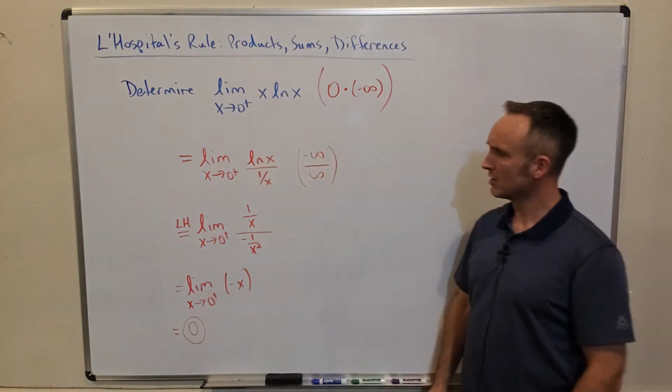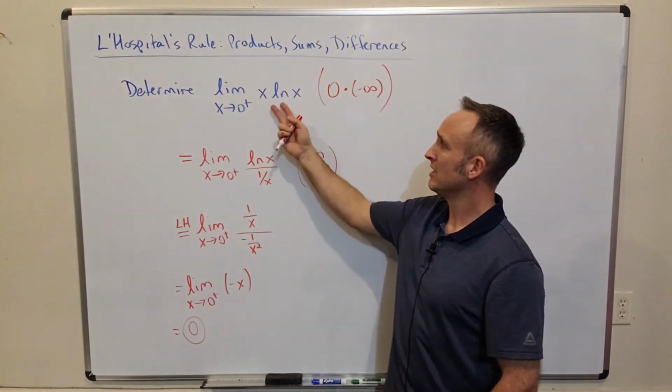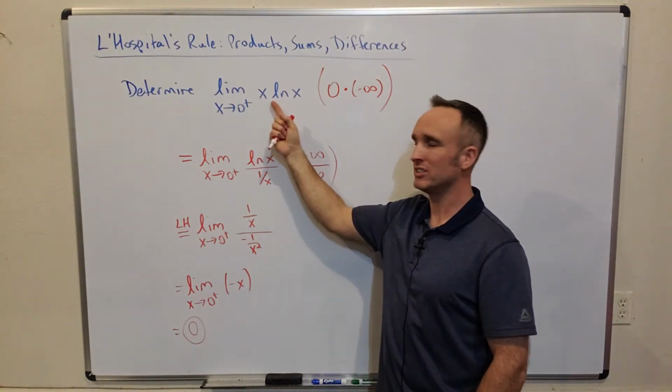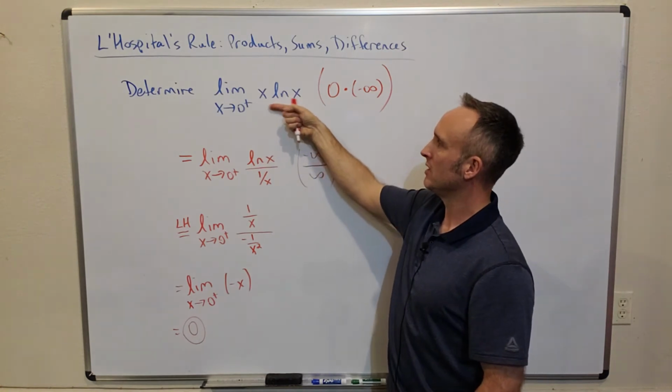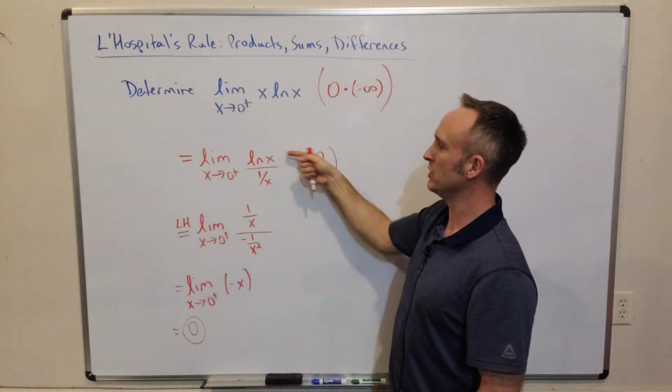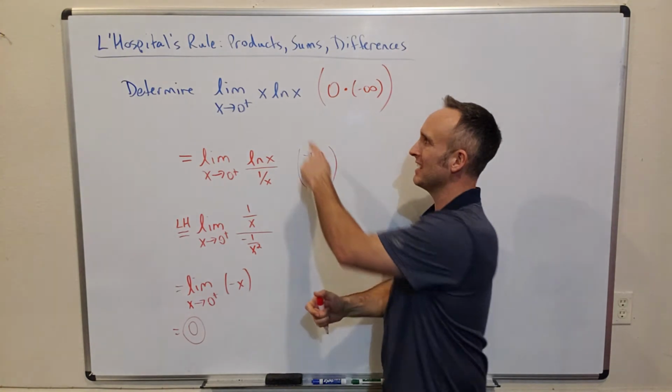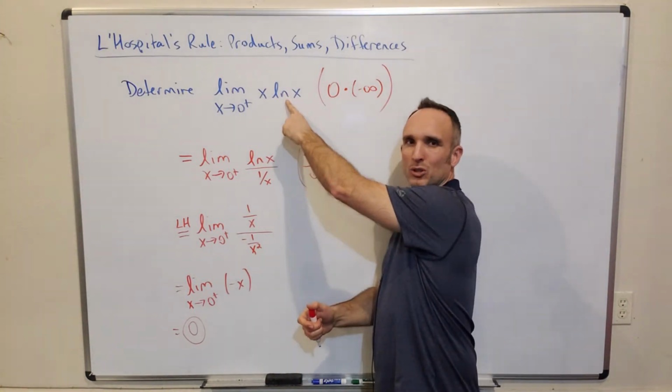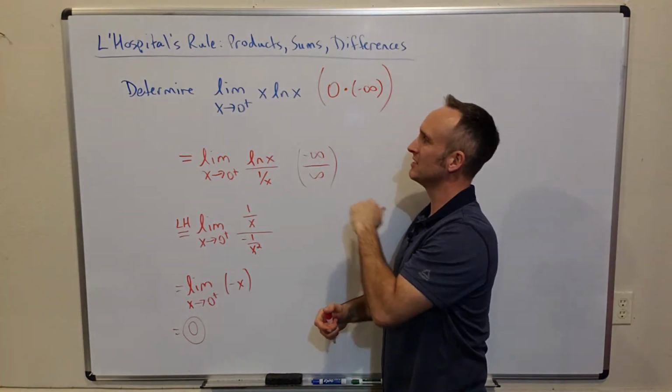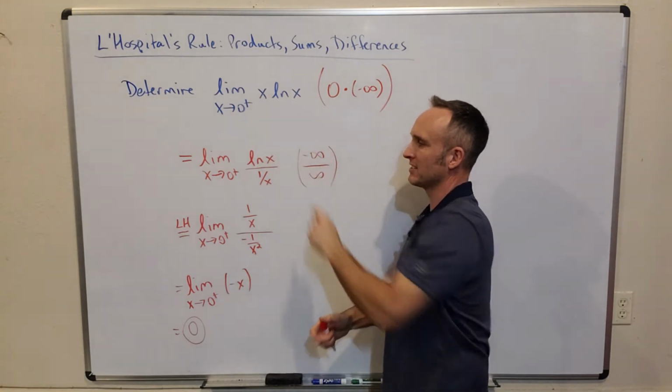All right? So here it wasn't quite as obvious how to turn this into a quotient, so we learned that if we've got multiplication, we can change it to division by the reciprocal. And in this case, we didn't want to do the reciprocal of the natural log function. Instead, it's much easier to do the reciprocal of x on the bottom.